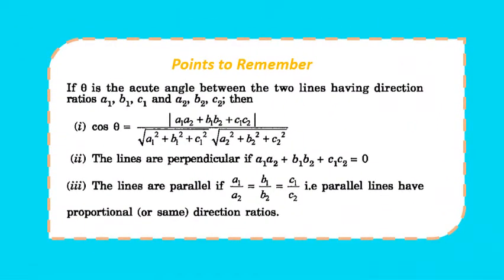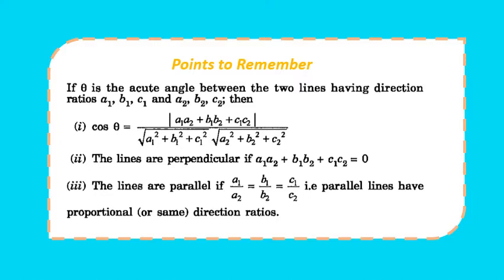Now few important points to remember. If theta is the acute angle between two lines having direction ratios a1, b1, c1 and a2, b2, c2, then cos theta is equal to modulus of a1 a2 plus b1 b2 plus c1 c2 upon under root a1 square plus b1 square plus c1 square multiplied by under root a2 square plus b2 square plus c2 square.